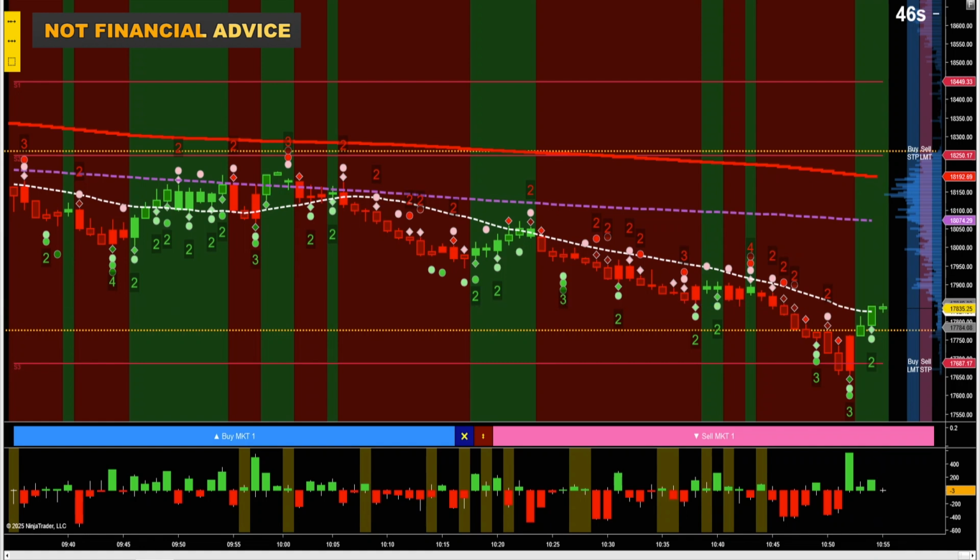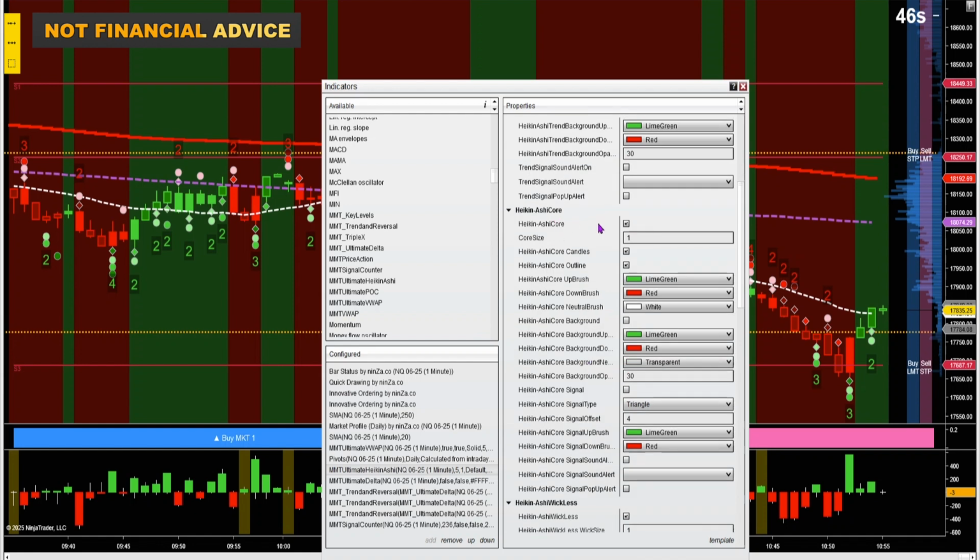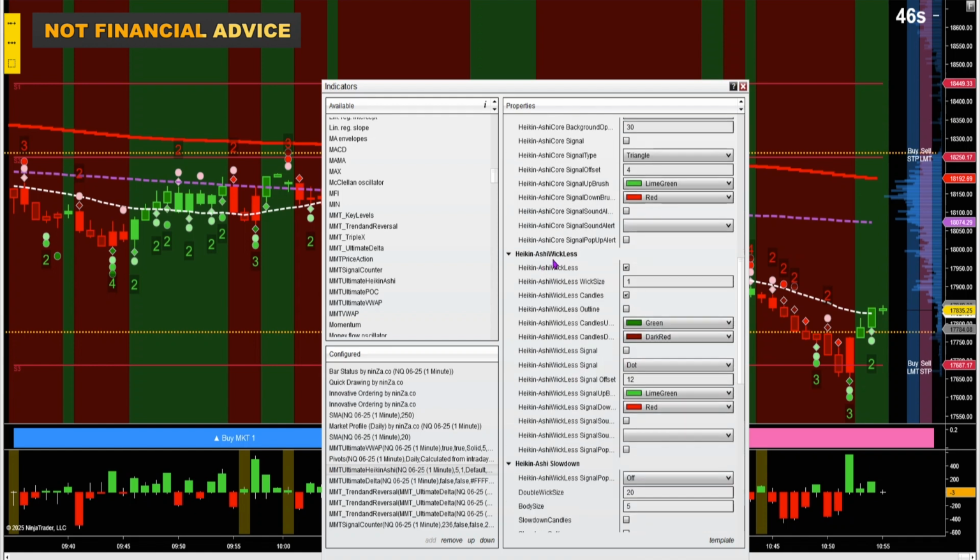So let's take a look at the settings here. For the MMT Ultimate Heikin Ashi, I've got the trend painting the background. Default settings. Got the Heikin Ashi core painting the candles and the outlines. Default settings. Got the Heikin Ashi wickless mode enabled. Just painting the candles, not the outline.